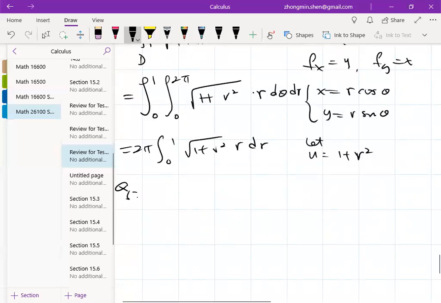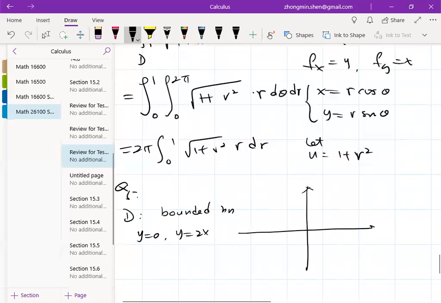Find the mass and the center of mass of the lamina that occupies the region, and you have the density function. So D is bounded by the curves y equals 0, y equals 2x, and x plus 2y equals 1.